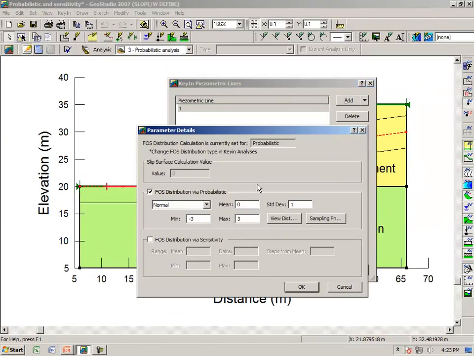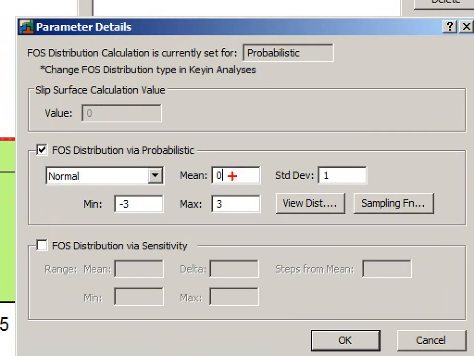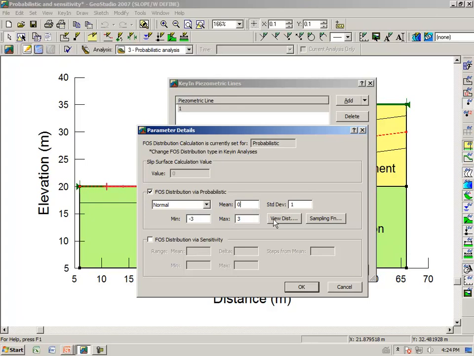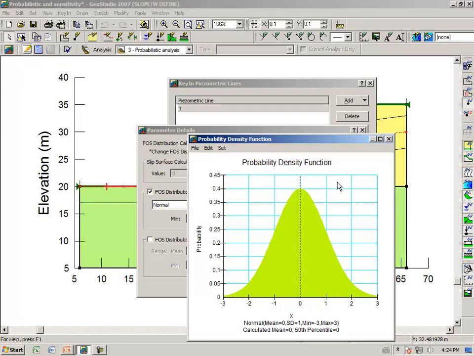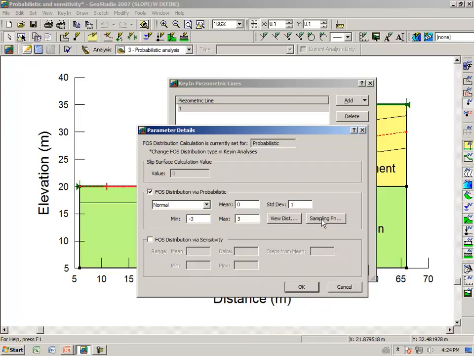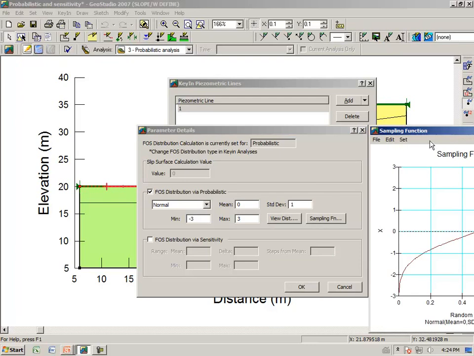We can adjust the height by some values. The mean height is 0, 1 standard deviation, and we will adjust the minimum to a minimum of -3 from the static case to +3 from the static case. We are going to use a normal probability density function here, which results in this sampling function.